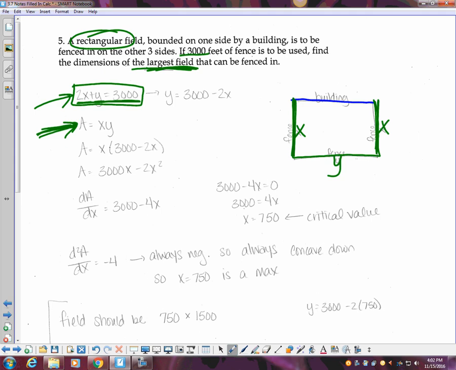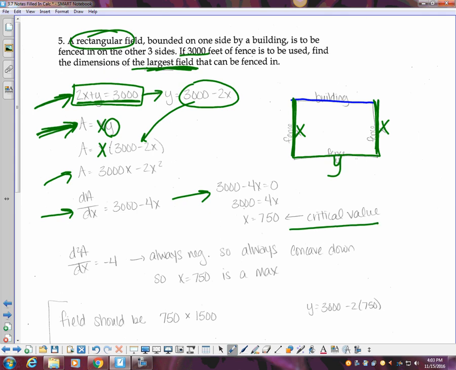Well, I can't take the derivative when I have two different variables if I'm trying to solve for one of the variables. I don't want to do implicit differentiation. So what I'm going to do is take this side equation and solve it for y, and then I'm going to substitute this in for y. So this x stays put, and in place of the y goes what y equals from the other equation. And then I distribute my x. That's my area formula, and then I take the derivative. Then I come over here and set it equal to 0, add the 4x over, divide by 4, I get 750. That's my critical value.